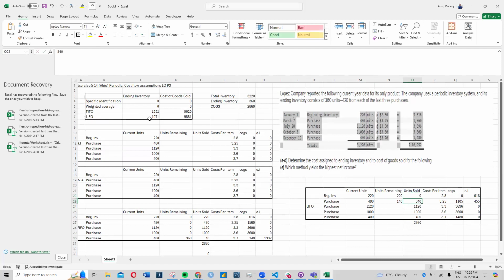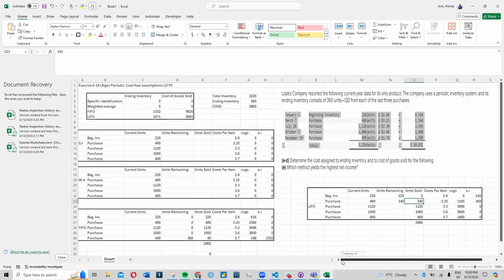And we should have our LIFO right here, which is 1,071 and 9,881. And that's pretty much how I did it. So you see how I did this? I started from the top to the bottom because it's first in, first out. From here, I started from the last thing we bought to the top because it's last in, first out.